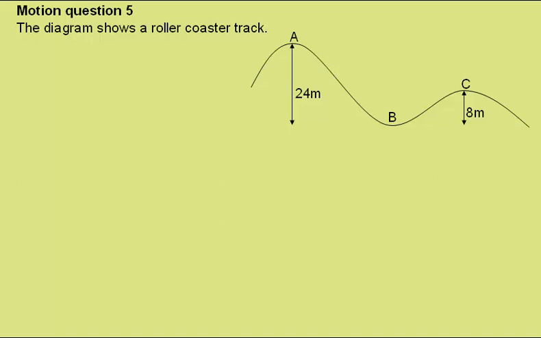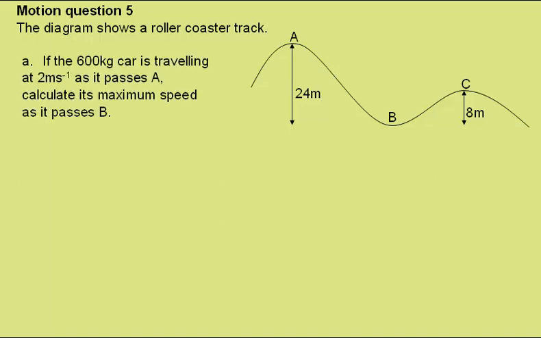Motion question 5. The diagram shows a roller coaster track. Part A. If the 600 kilogram car is travelling at 2 meters per second as it passes point A, calculate its maximum speed as it passes point B.